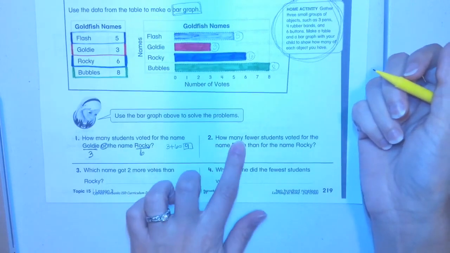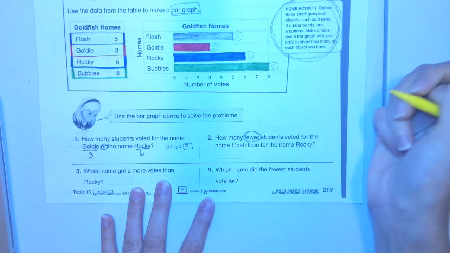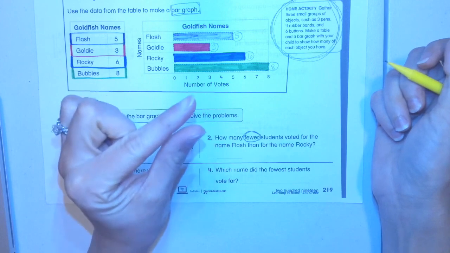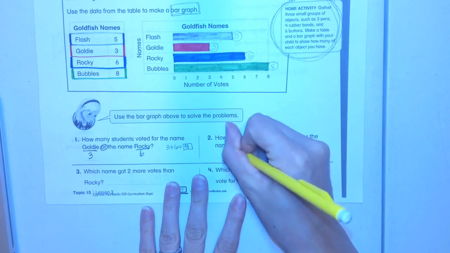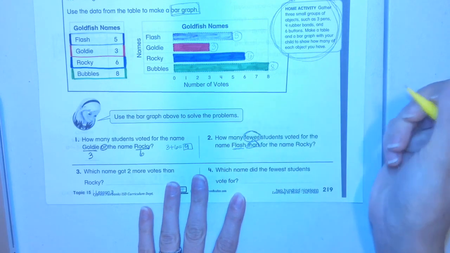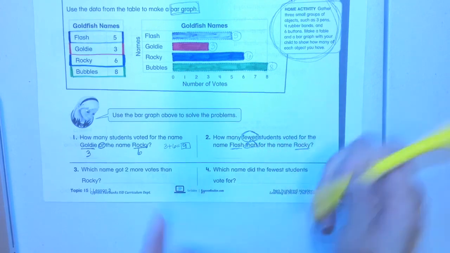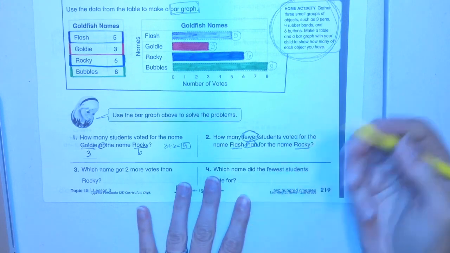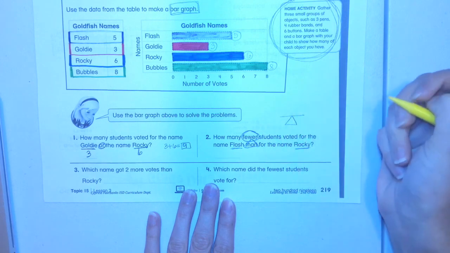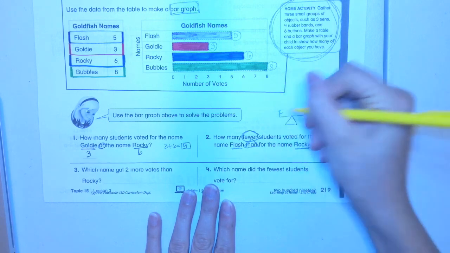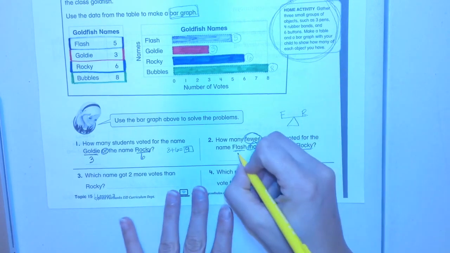Okay, number 2. How many fewer? Oh, fewer. What does that mean? Fewer means smaller. Students voted for the name Flash than the name Rocky. What am I doing? I see fewer than. Anytime I see more than and fewer than, usually I'm going to compare. We draw that triangle on the word than because it's like a balance scale. We're comparing Flash's number to Rocky's number.